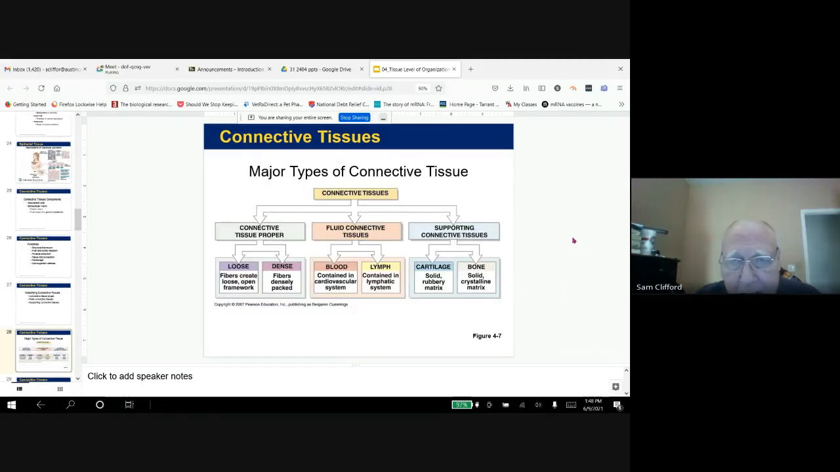So what are the types of connective tissue? Connective tissue proper: loose connective tissue and dense. This loose connective tissue is found immediately below the dermis of the skin, and it's there to hold the skin onto the surface of the body. Tendons and ligaments are this type of tissue. Blood and lymph are fluid connective tissues. And then we have supporting tissues like cartilage and bone.